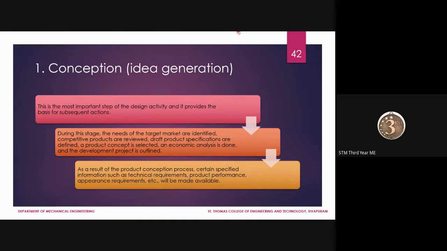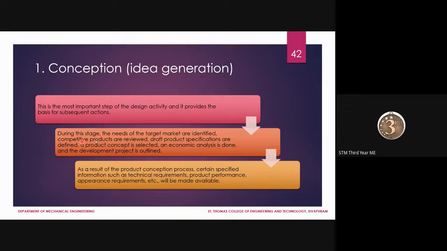Okay, it is the most important step of design activity, and it forms the basis for all the subsequent actions that have to take place. And during this stage, the needs of the target market are identified. So that is the first thing. We are identifying the needs or the functions that are needed.